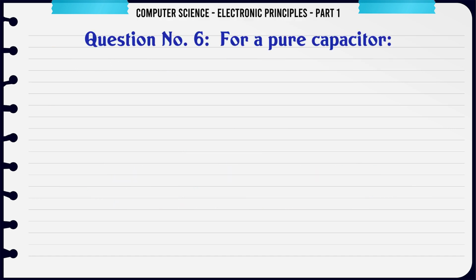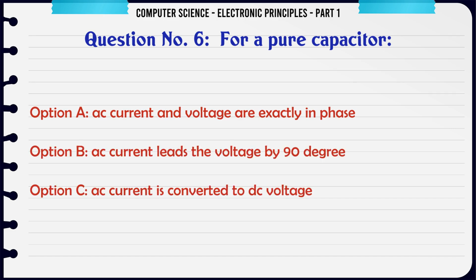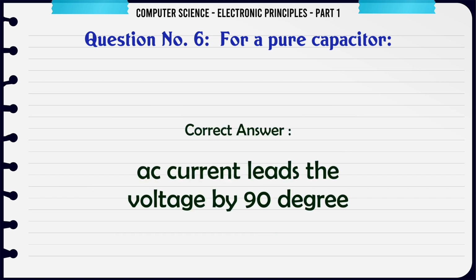For a pure capacitor: A. AC current and voltage are exactly in phase. B. AC current leads the voltage by 90 degrees. C. AC current is converted to DC voltage. D. AC current lags the voltage by 90 degrees. The correct answer is AC current leads the voltage by 90 degrees.